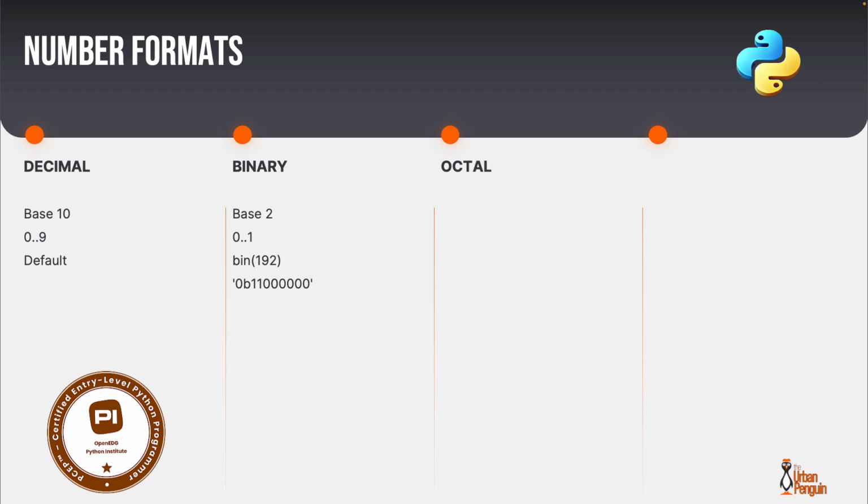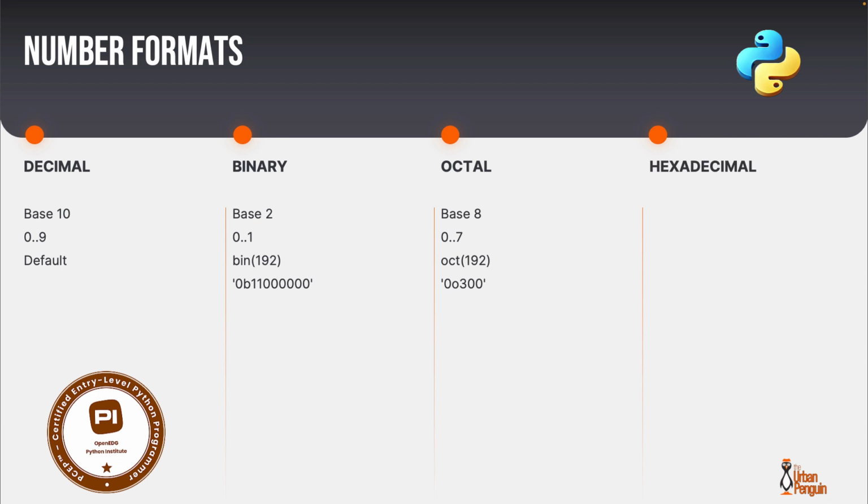As we look at octal numbers, this is base 8. And that gives us values of 0 through to 7. If we wanted to convert that same decimal number 192 to octal, we would use the function oct and 192, and the output would be 0, lowercase o, and 300 in this case.